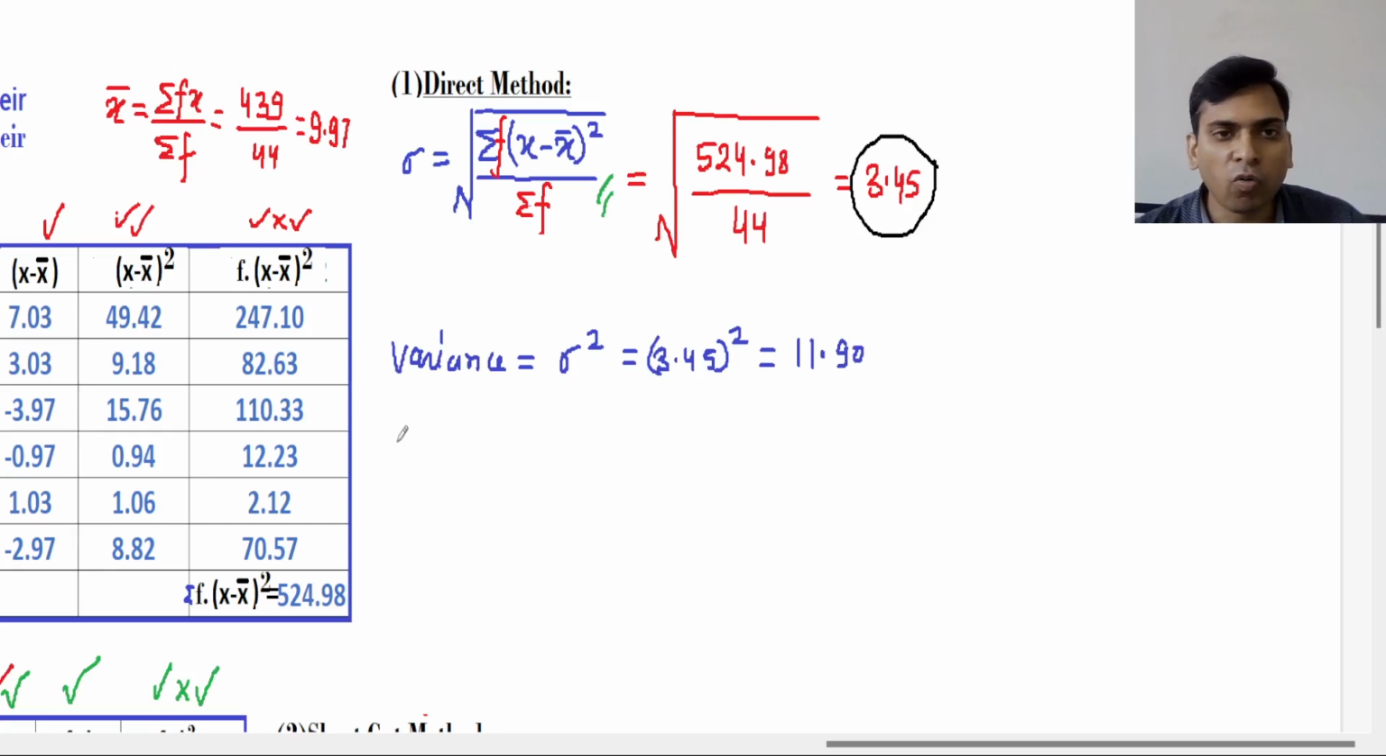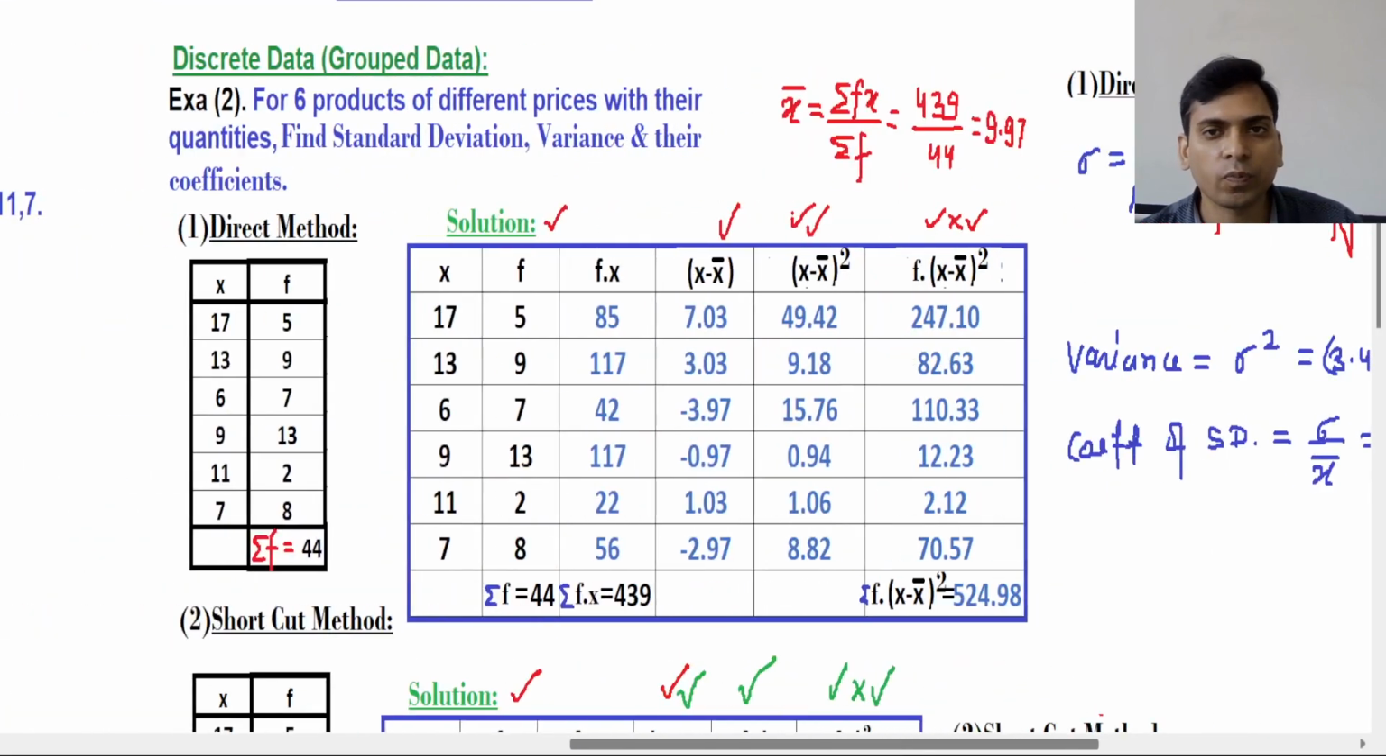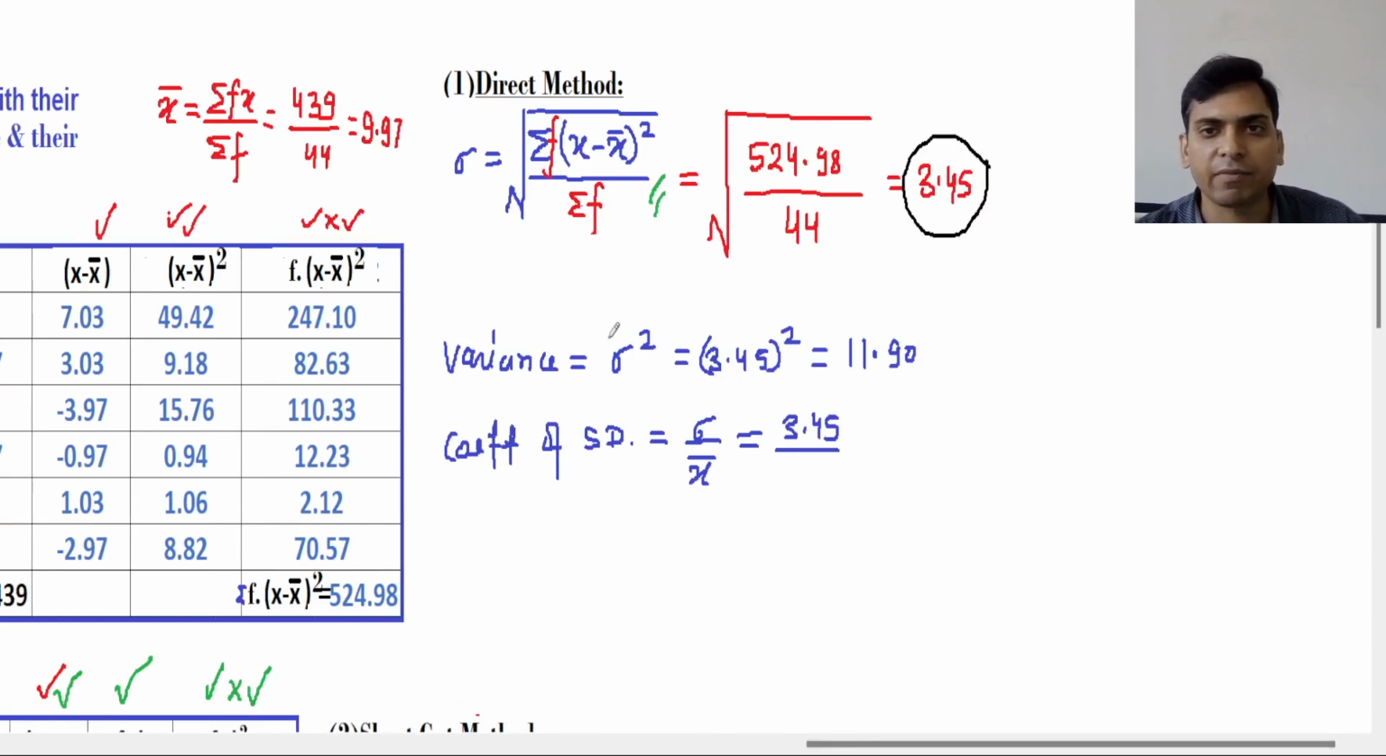This is the variance. Now the coefficient of standard deviation. This is sigma upon x bar. I taught this in my first lecture of SD. So this sigma equals 3.45 and we have x bar equals 9.97. So this quantity divided by 9.97, you will get 3.45 divided by 9.97. So this is 0.34.